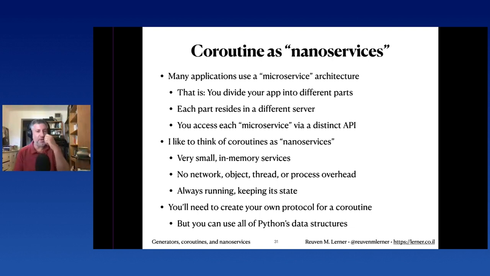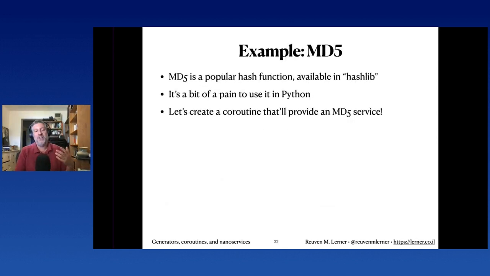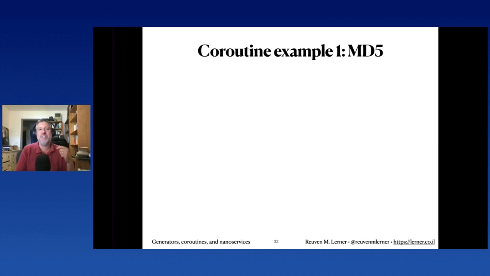Now, you will need to create your own protocol. It's very low level, right? But you can use Python's data structures in order to do this. So let's use an example here, MD5, right? MD5 is a popular hash function. It's in hashlib. It's a little bit of a pain to use in Python. So it'd be nice if I had a little service running in memory that I could just hand a string and get back the MD5 signature from it. So let's create a coroutine that does that.